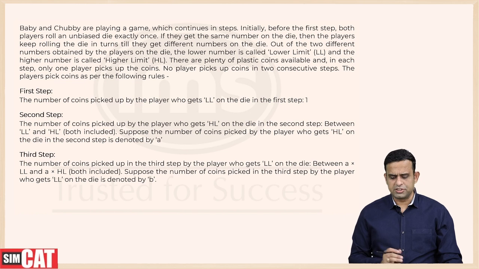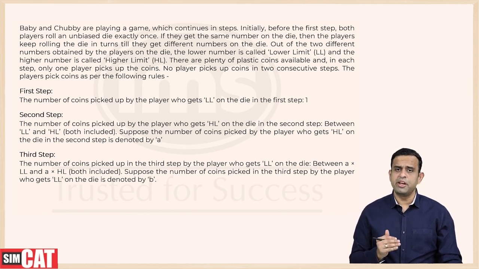There are plenty of plastic coins available, and in each step only one player picks up the coins. No player picks up the coins in two consecutive steps. The player picks coins as per the following rule. So understand one thing in this particular case: for example, in step number 1, if Baby is picking the coin, then in step number 2 Chubby will pick the coin, in step number 3 Baby will pick the coin, and so on like this.